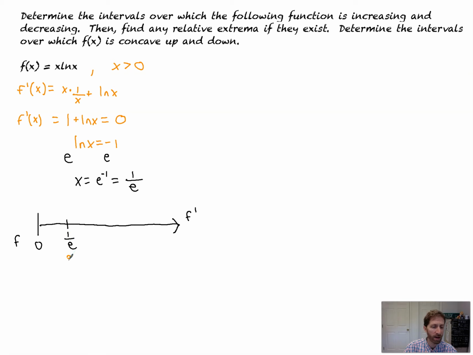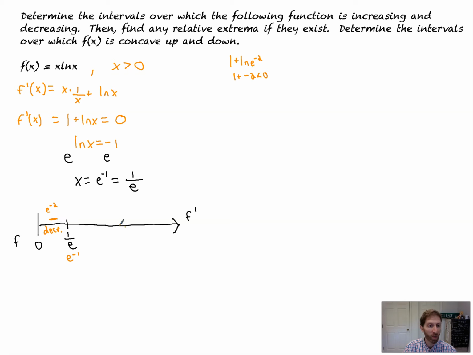Well, this is e to the negative 1. Right, that's what that is. So let's pick like e to the negative 2. I know it's a weird number, but if I plug in e to the negative 2, we'll do that work off to the side here. 1 plus ln of e to the negative 2. These cancel, and you're left with negative 2. The ln and e cancel, and that's less than 0. That's all we cared about, right? So we know we're decreasing on that interval, 0 to 1 over e.